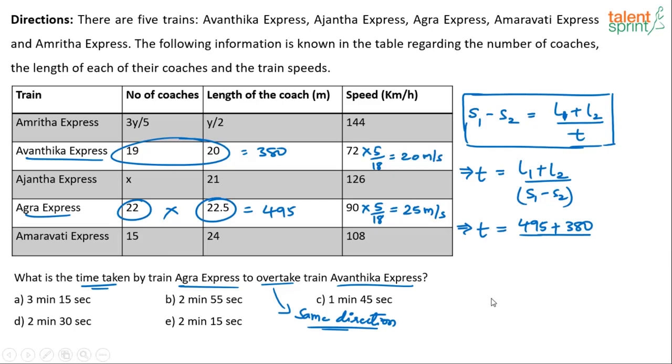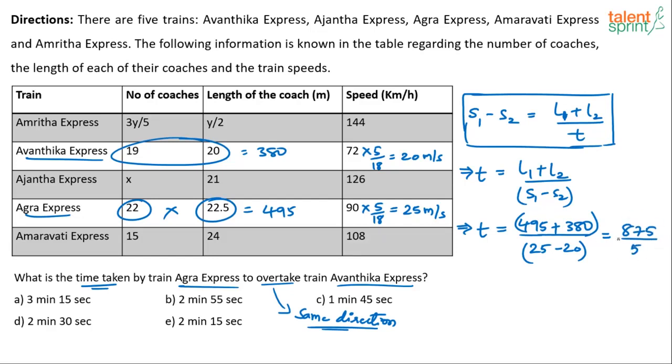So what's the difference of the speeds? 25 minus 20 is 5. Now 495 plus 380 by 5. That's like 500 plus 375. Take 5 from 380, give it to 495. I'll tell you how to add it in a faster way. Don't add 495 with 380. Instead, let 495 borrow 5 from 380. So this will become 500 and this will become 375. That is easier to add, right? 500 plus 375 is 875. 875 divided by the difference of speeds, 5.